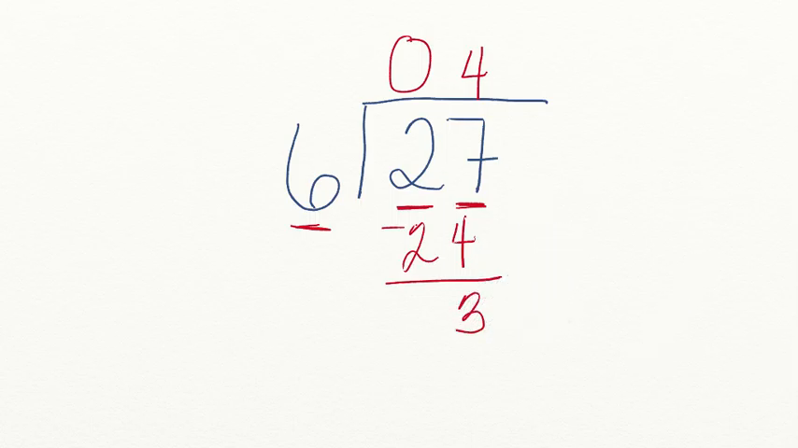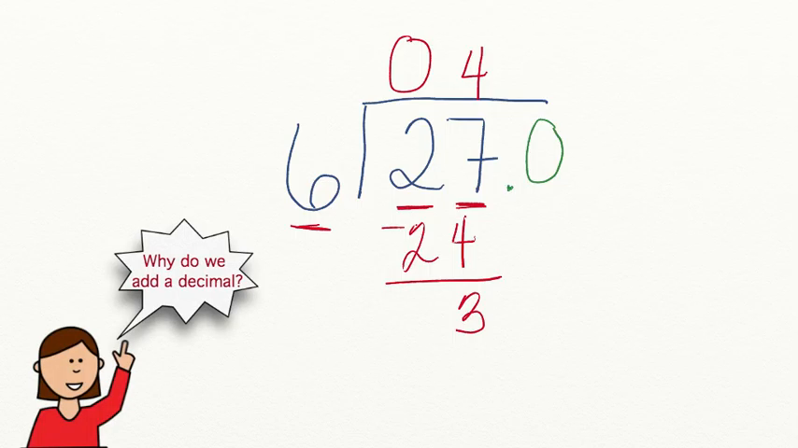But wait, we don't want a remainder. We're trying to find a decimal value. So we don't have any more place values to bring down. So we need to add our decimal and put a 0 in the tenths place. But wait, why do we add a decimal? Well, we add the decimal to show that we're now moving into parts of a whole.